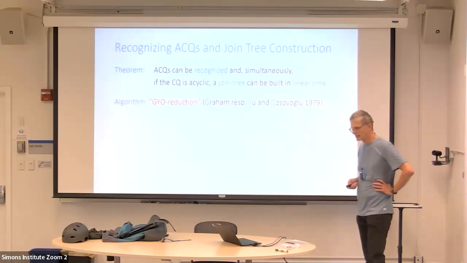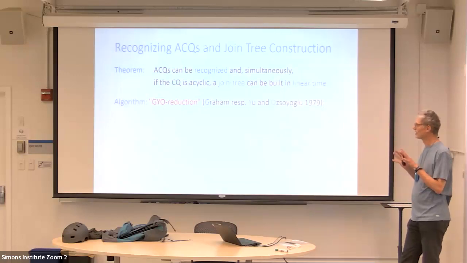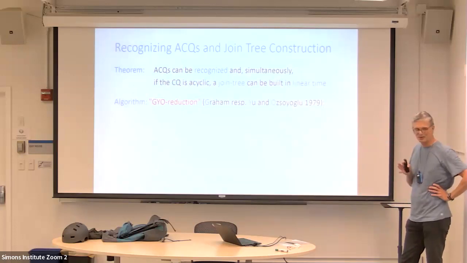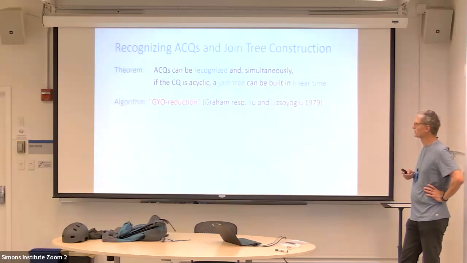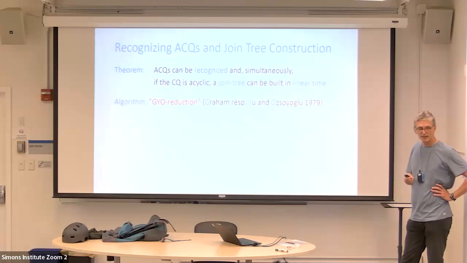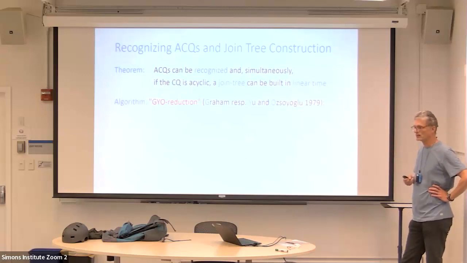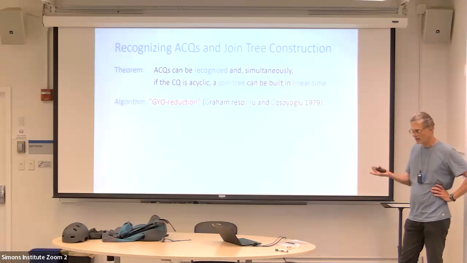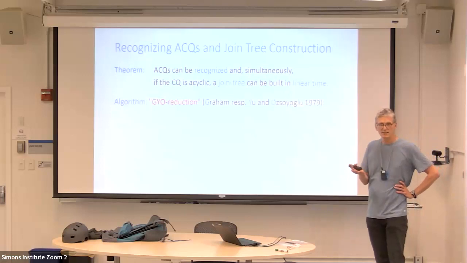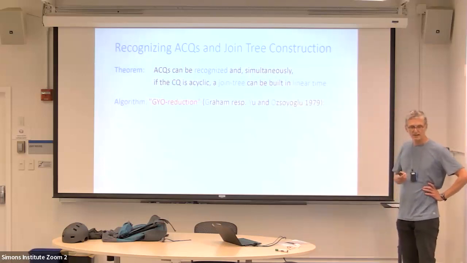Okay, so of course a natural question, and from now on I can show a few results which are new to you. Maybe you were not aware of the details. I mean, everybody probably is aware of the fact that acyclicity can be recognized efficiently, but here I would like to work out the algorithm that does this. The natural question is, given a conjunctive query, is it acyclic? And if yes, construct a join tree.